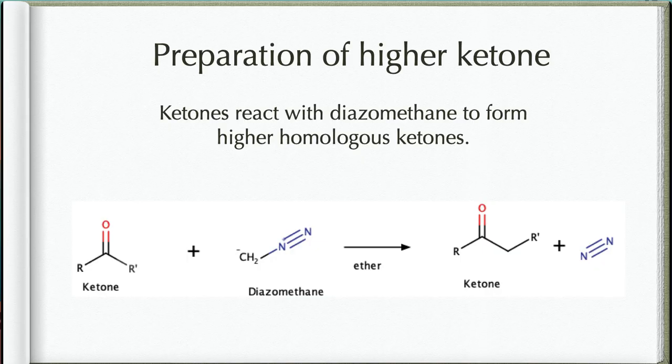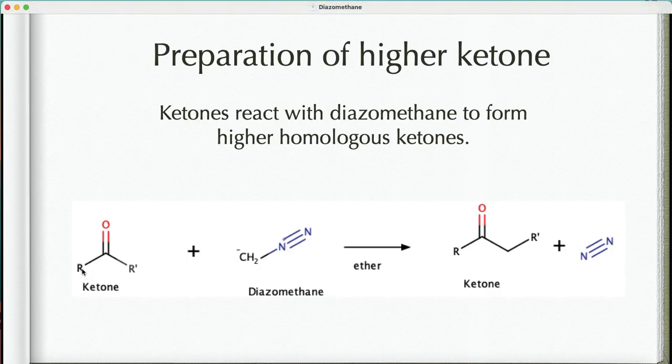Third synthetic application is the preparation of higher ketones. Ketone RC double bond OR' reacts with diazomethane CH2N2 in ether. There is the insertion of the CH2 group into one of the alpha bonds and the formation of the higher ketone. In this case also there is the loss of a nitrogen molecule.